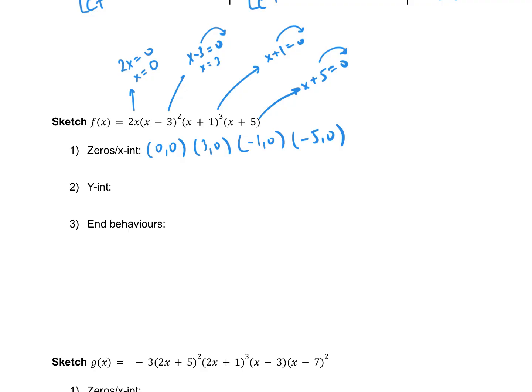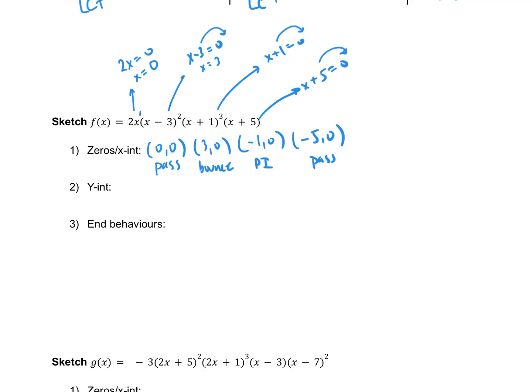And I'm going to look at the exponent of each factor. So the x was to the power of 1. This is a pass. The x − 3 was to the power of 2. This is a bounce. x + 1 is to the power of 3. It's a point of inflection. I'm just going to write PI. And the x + 5 was a pass.